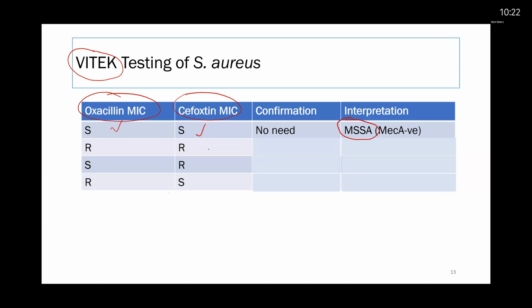What about both coming resistant? Cefoxitin MIC screen got positive as well as oxacillin MIC got positive. In those cases, again there is nothing to be done. Both are in agreement. We will reliably report it as MRSA.